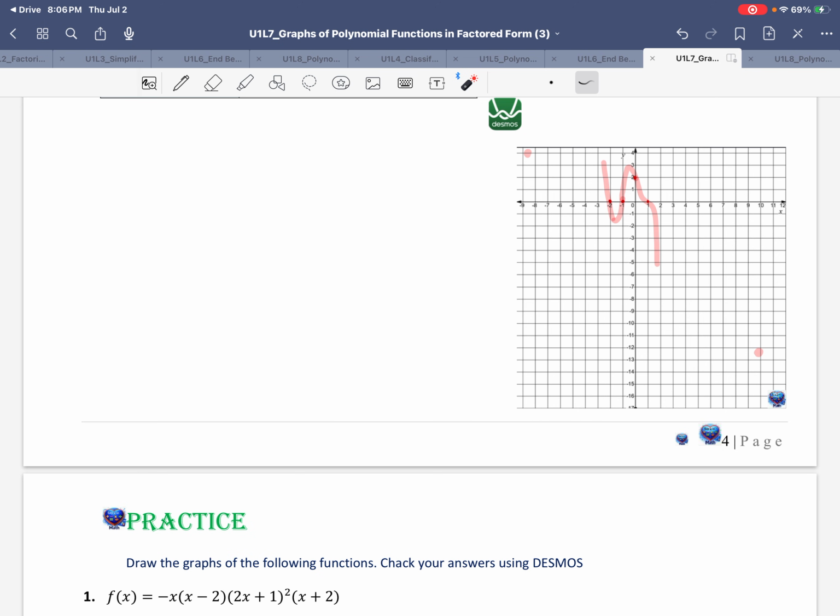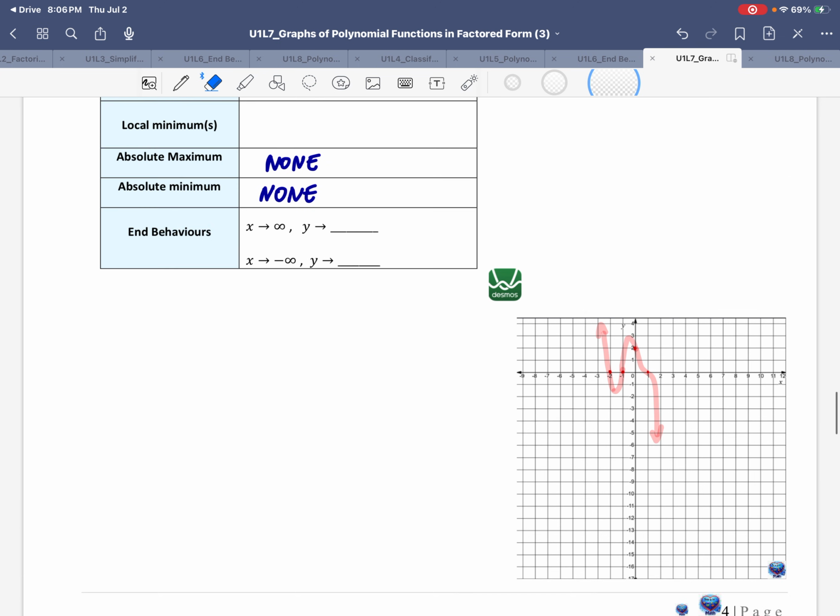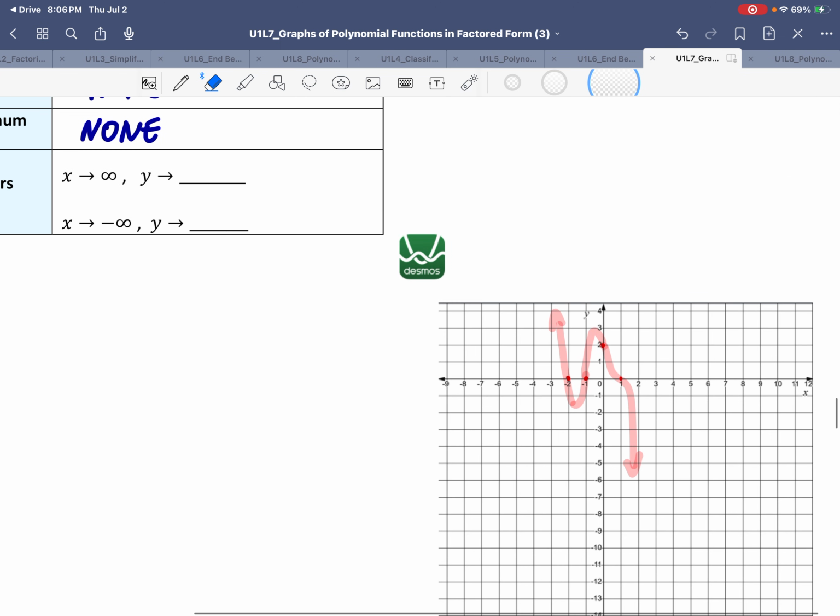And this would be approximately the sketch of the graph. It is definitely not the graph of the function that we want to consider as the most accurate, as the best answer. The reason why is because we still have work to do in finding the minimum and the maximum.